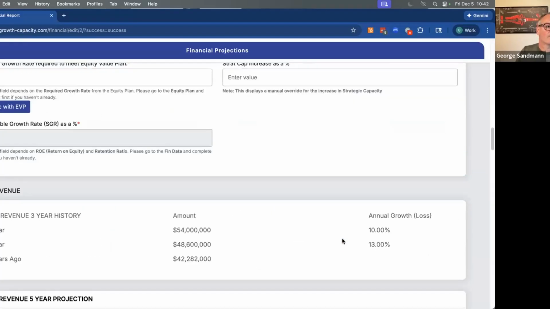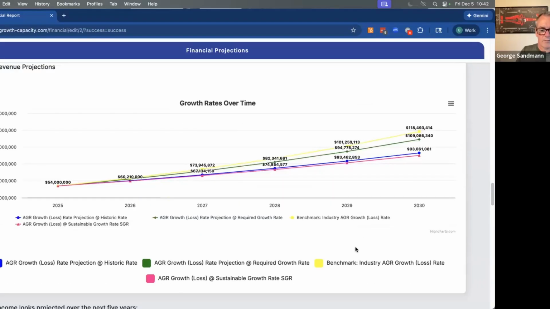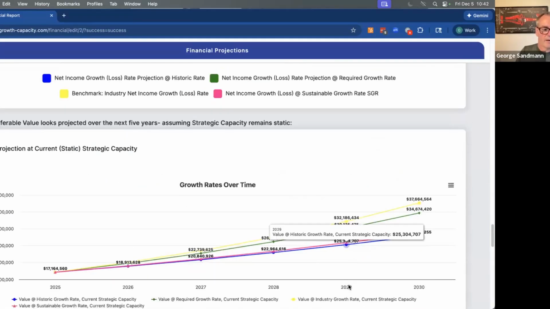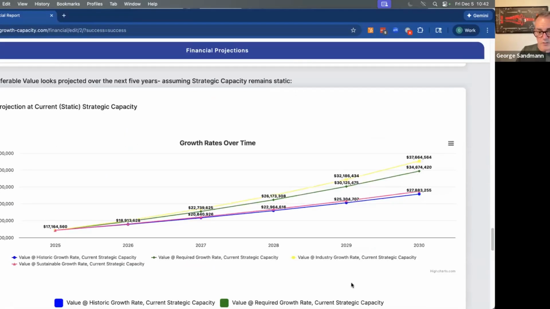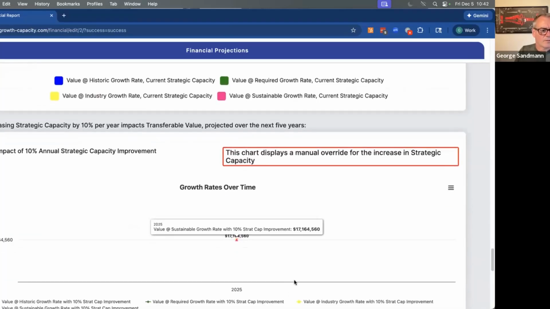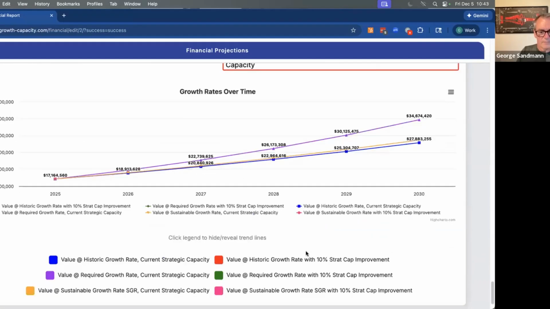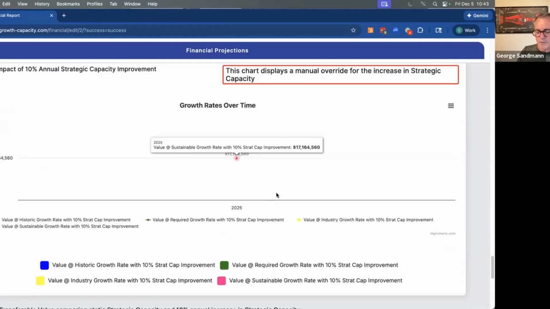So here's our gross revenue, net, and our current strategic capacity. And then we get into, Tim, what? Shows a manual override. Well, it's not showing me. God bless it. I'm going to figure this out. That's all right. I need to run anyway.